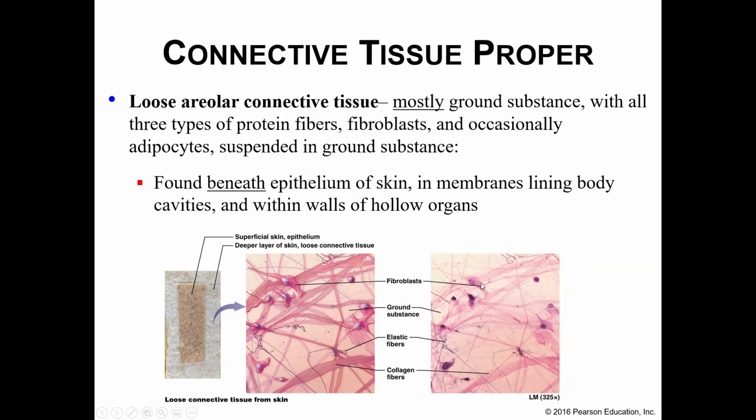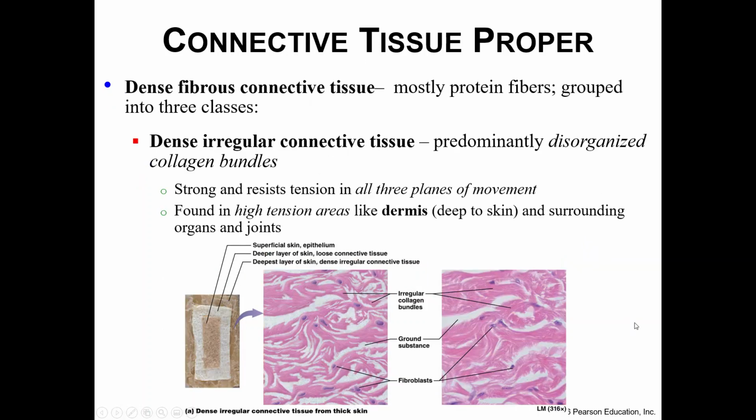So these big funny shaped cells are your fibroblasts. Our big thick pink fibers are our collagens. These thinner ones are your reticular fibers. These really wavy ones are going to be your elastic fibers. We find these beneath the epithelial layer of your skin, in membranes lining your body cavities, and within hollow organs themselves. So this is a fairly prevalent tissue.